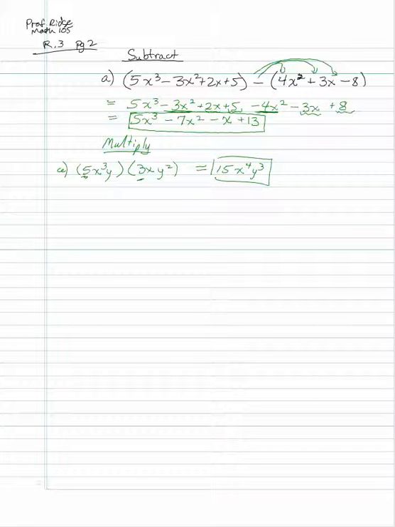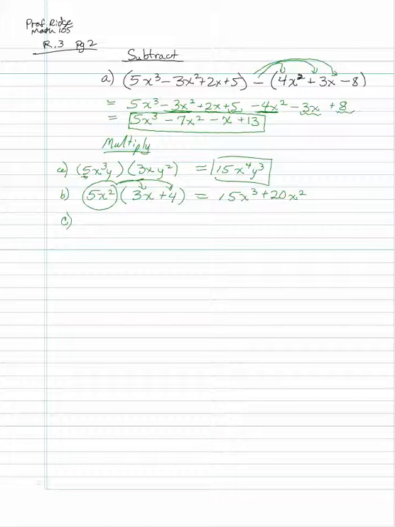If I do a monomial with a binomial, we're going to distribute. You're going to take this 5x squared and distribute it. So you're going to get 15x cubed plus 20x squared.